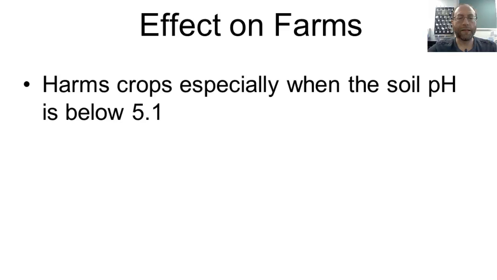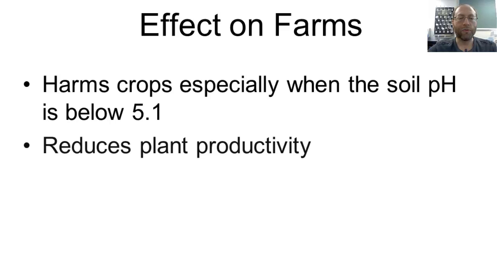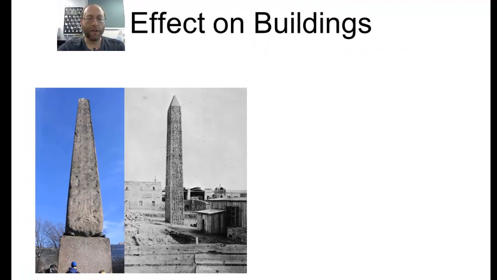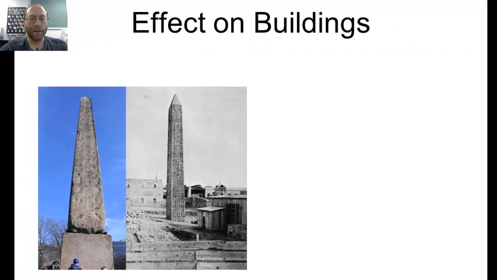Effects on farms. Acid precipitation is able to harm crops, especially when it lowers the pH of the soils below 5.1. And this reduces the plant productivity. Effects on buildings. Well, this picture over here is a picture of Cleopatra's Needle. The one on the right is a picture of it when it was still in Egypt, where you can see all the hieroglyphs. And the one on the left is a picture that I took in Central Park, right by the Metropolitan Museum of Art. The pollution has pretty much erased a lot of the hieroglyphs.